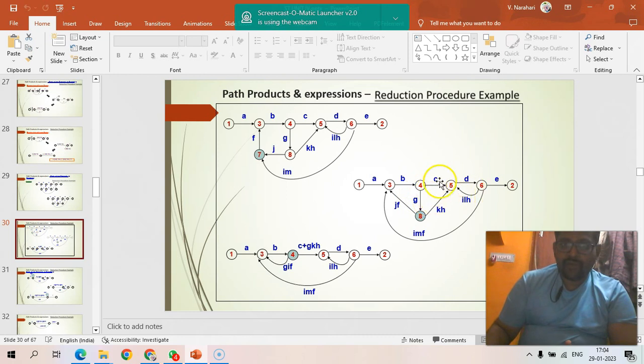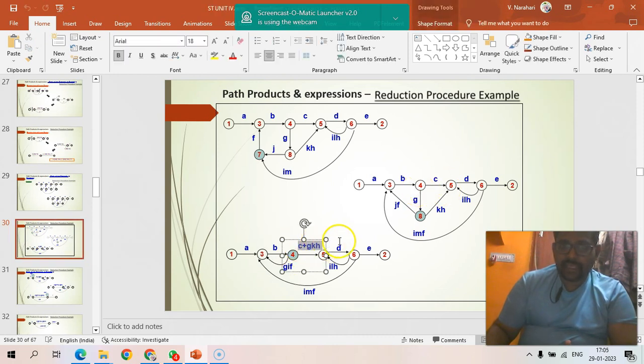the parallel rule here. So C plus KH, see here, 4 to 8, 8 to 5. So this will become like this. So here it will form the parallel link. So we are applying the parallel rule, C plus K, C plus GKH, and here GIF.